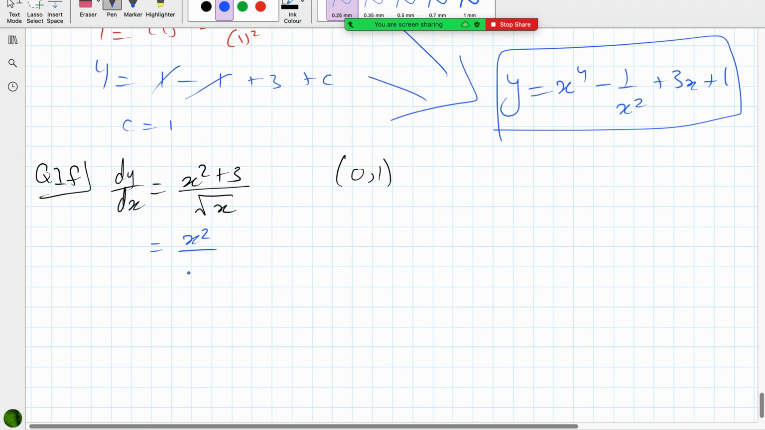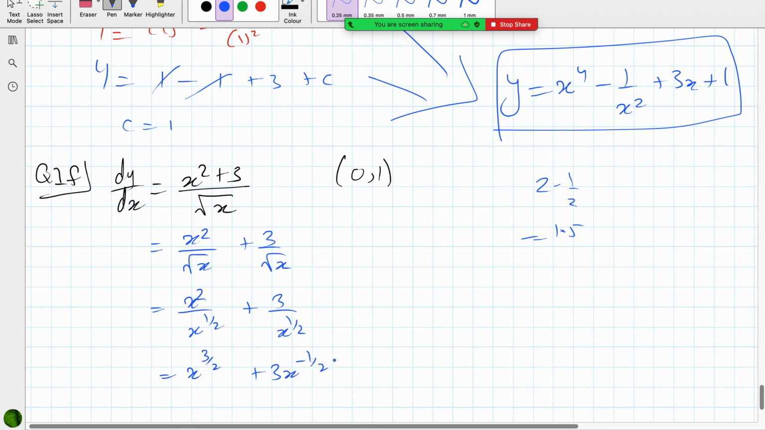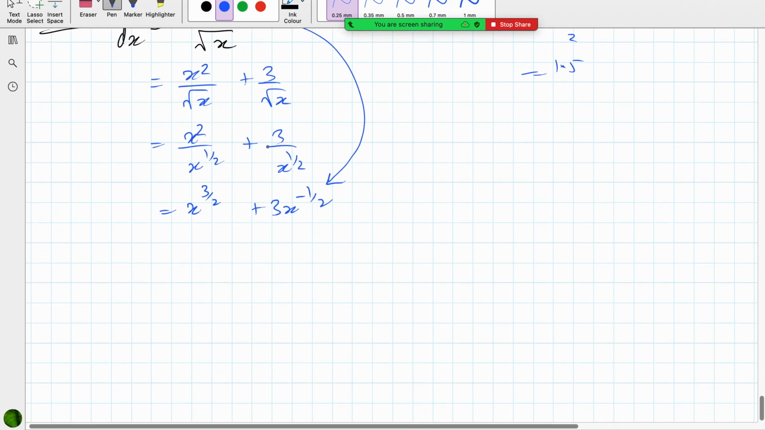So this is x squared over square root x plus 3 over square root x. Now I want to simplify it even further. So this is x squared over x power 1 by 2, plus 3 over x power 1 by 2. Now this is indices. When you divide, power gets subtracted. So 2 minus 1 by 2 is 1.5, which is 3 by 2. Either you write 1.5 or 3 by 2, makes no difference. Plus 3x to the power negative 1 by 2. So basically these two expressions are equal. Now this is my simplified form.